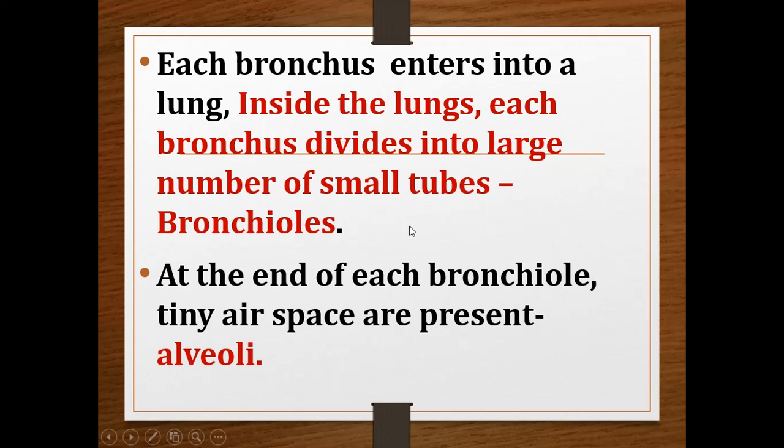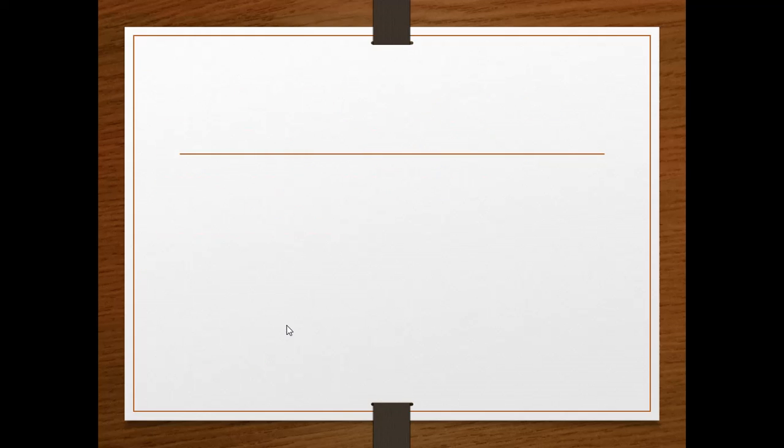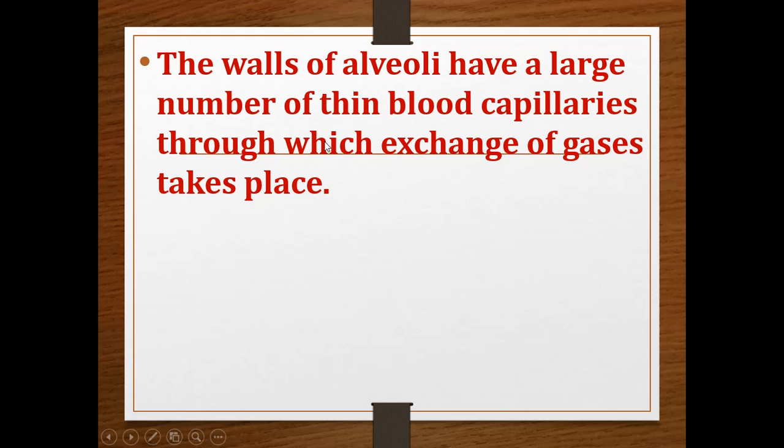At the end of each bronchiole, there is a tiny air space called alveoli. The walls of the alveoli have a large number of blood capillaries through which the exchange of gases takes place.